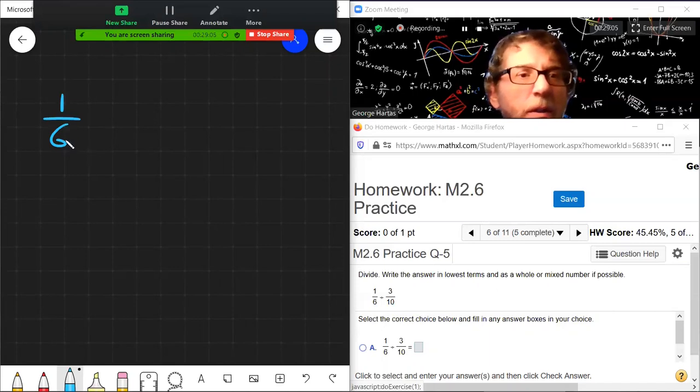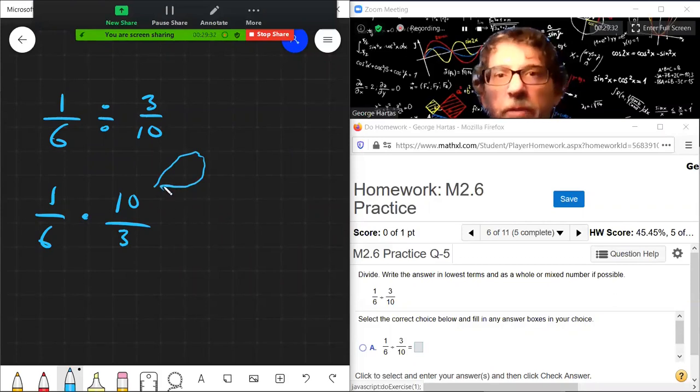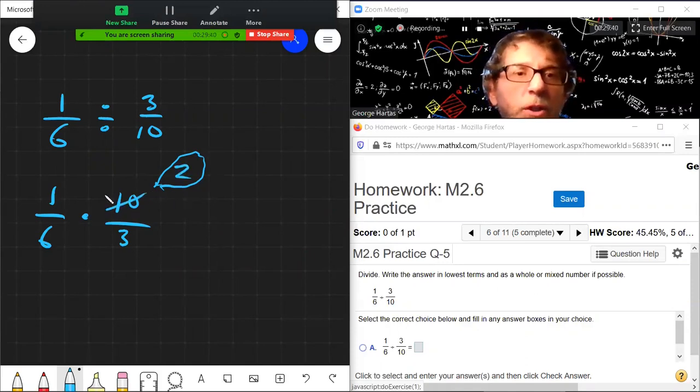1/6 divided by 3/10. Keep, change, flip. Let's reduce before we multiply. That cannot reduce, that cannot reduce, that cannot reduce, that can reduce. I'm going a little quick here because you already mastered this from last video, right? 2 divides into both, you said, correct. 2 goes into 10 5 times. 2 goes into 6 3 times.